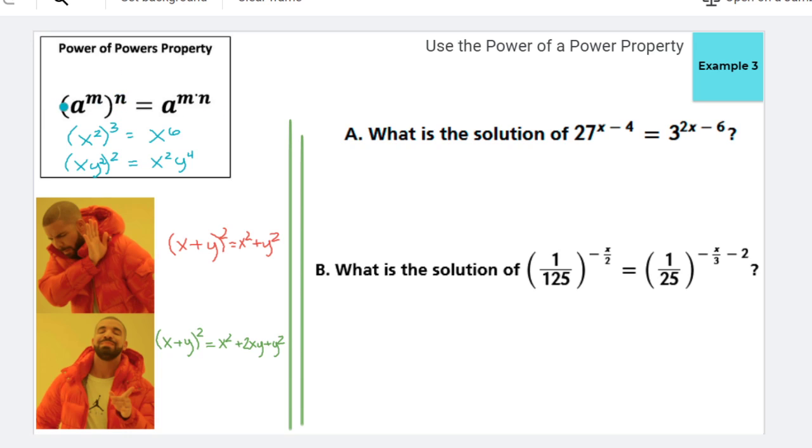Alright, so here I have a to the m raised to the nth power. And so all that you do when you see this is you can multiply together those two exponents. So for example here, x squared to the third is the same thing as x to the sixth. And that's because when they cube this, they're taking x squared and multiplying it together 3 times.